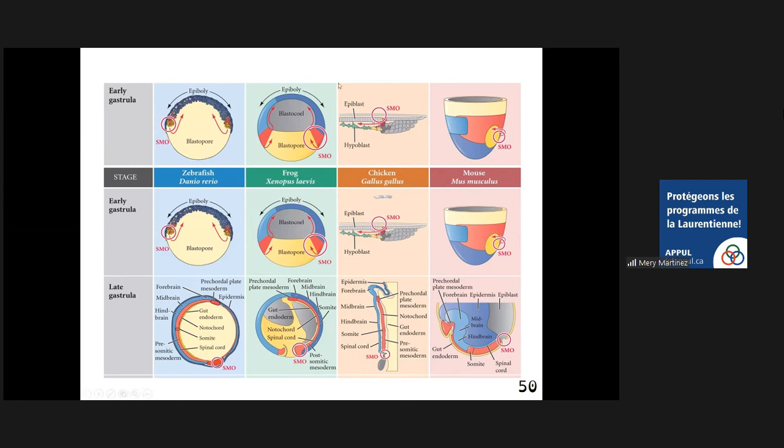Then the next one is frogs. In frogs, the organizer is the dorsal lip of the blastopore, and the nieuwkoop center is the dorsal-most vegetal cells under the marginal zone. In birds, the organizer is Hensen's node, but the nieuwkoop center is the posterior marginal zone. And in mammals, the organizer is the node, and we don't have a nieuwkoop center. That's all.